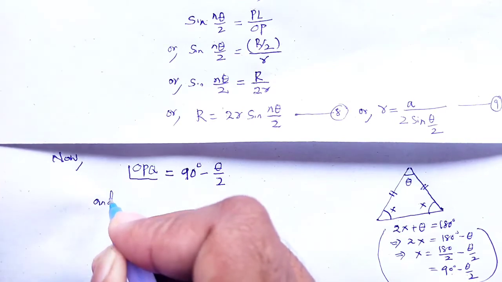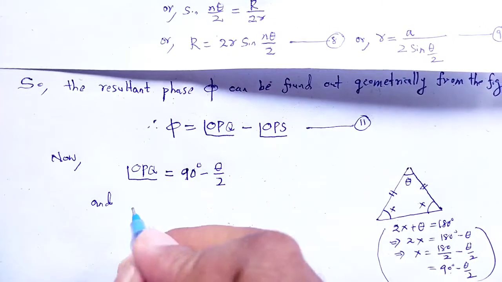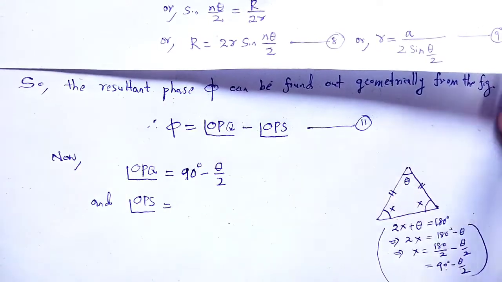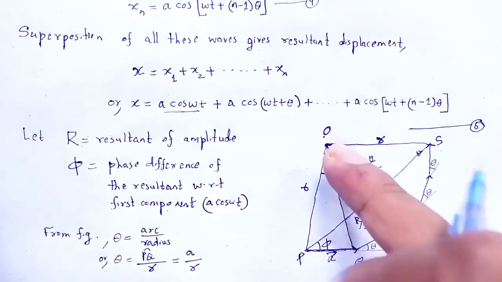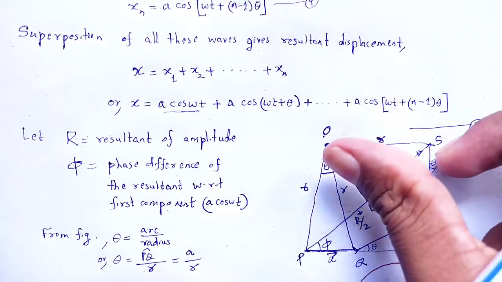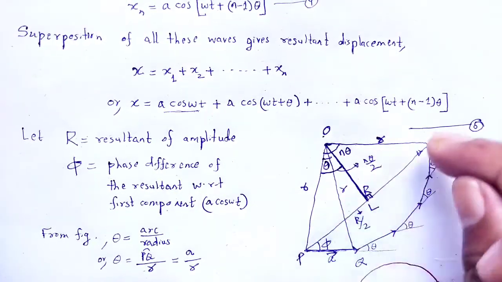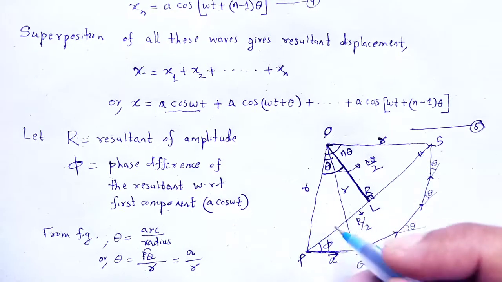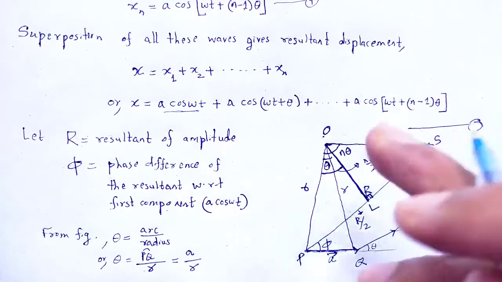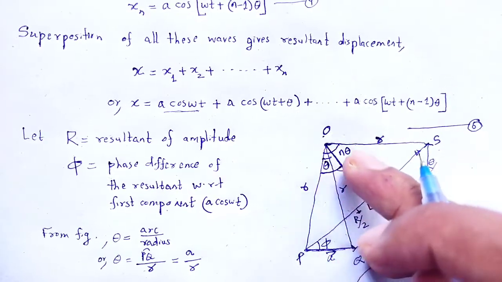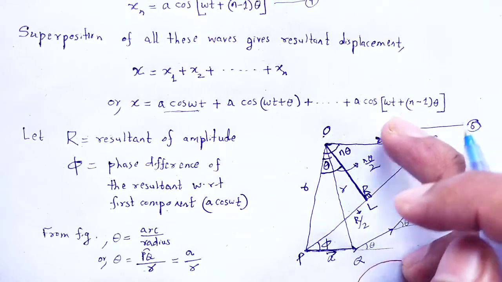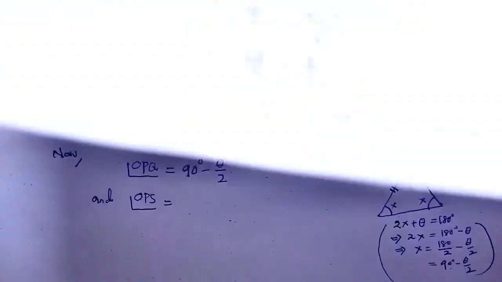And OPS, same thing also happened here. In case of OPS, that side is R, that side is R. So OPS triangle is an isosceles triangle. So that angle is similar to this angle. Therefore, using that concept, here the angle is n theta. So that angle is equal to 90 minus n theta by 2.